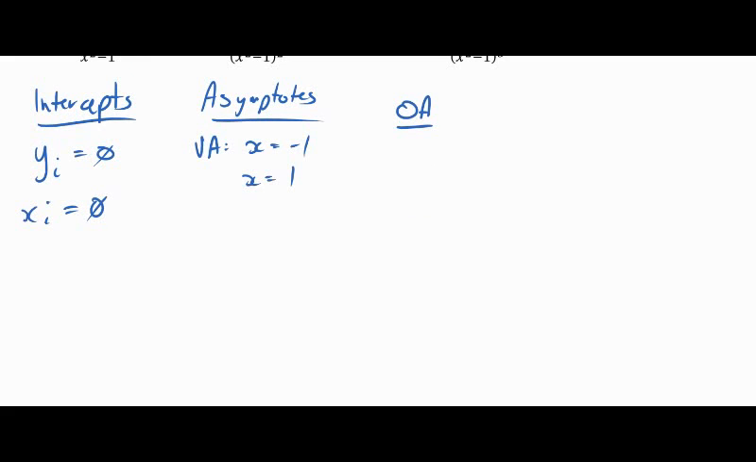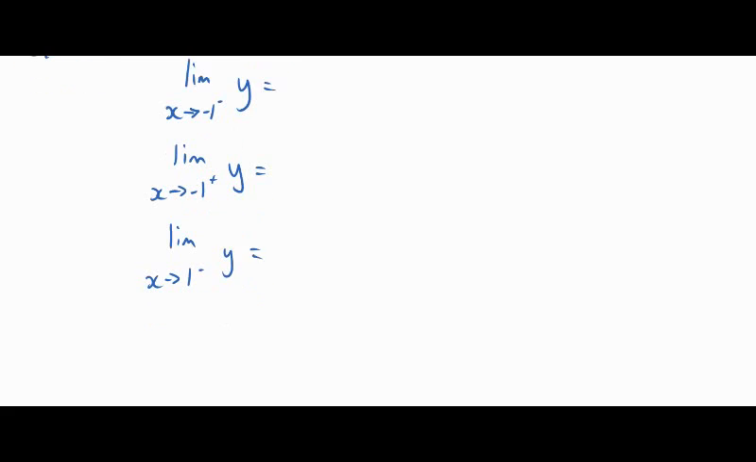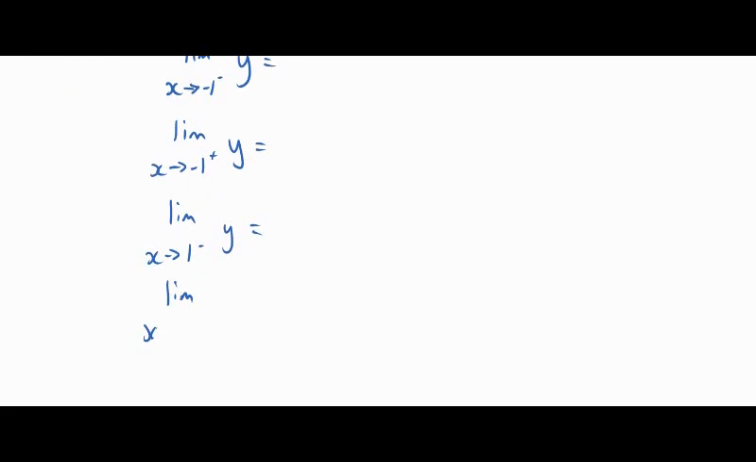Tell me if I'm going too fast, but I want to get through this. So how do I do the behavior around vertical asymptotes? I say the limit as x approaches -1 from the left of the function y. The limit as x approaches -1 from the right of y. The limit as x approaches +1 from the left of y. And the limit as x approaches +1 from the right of y.